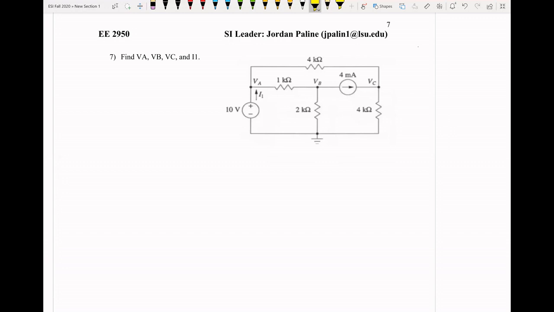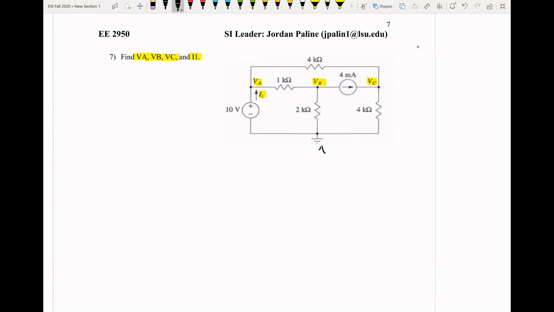Okay, let's take a look at the next problem. The next problem is asking us to find the values of VA, VB, VC, and I1. If we look at our circuit, we have VA, VB, and VC. Then I1's right there. And we'll notice these are all nodal points, and the nodal points are going to be kind of an indication of what you are going to use for your method.